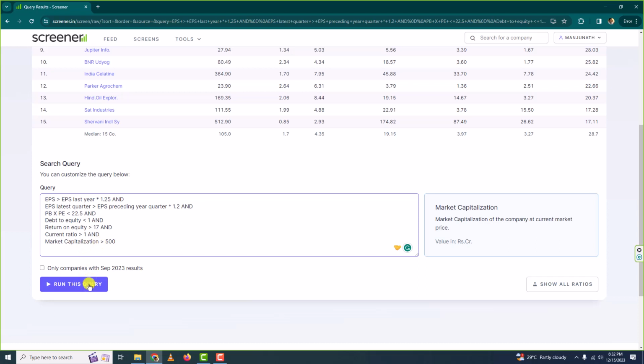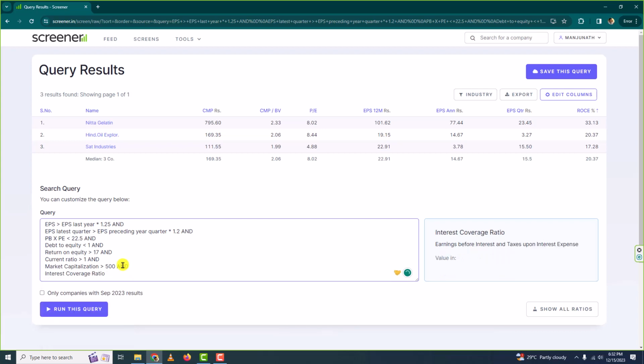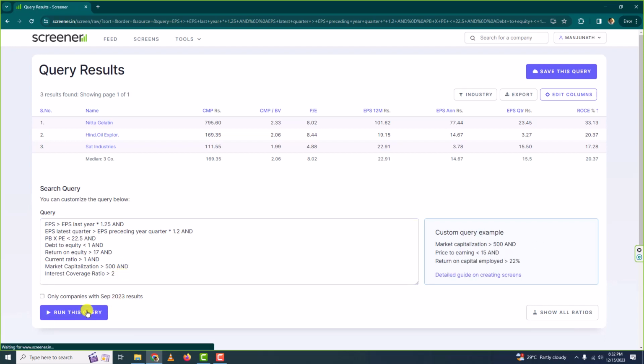When I do that and click on run this query, I get only three companies. Generally, it would be better if you have 10-15 companies in your portfolio, but unfortunately, after applying all these conditions, you're getting only three. It's okay. Now, let me add the interest coverage ratio. I want it to be greater than 2. Now, I will run this query and you can see I get the same three results.